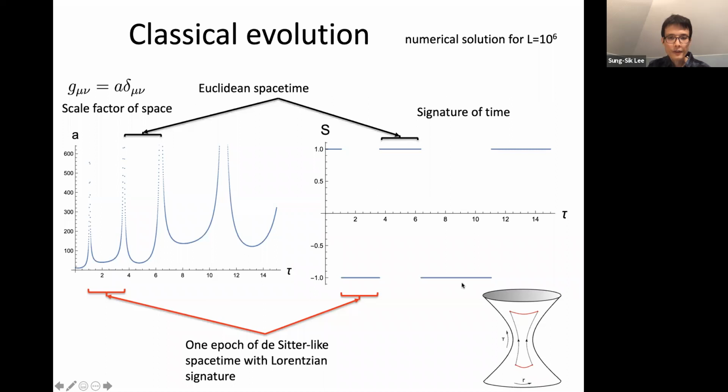This interval in the parameter time represents one epoch of spacetime with a Lorentzian signature. Then it undergoes another phase transition into a Euclidean space with positive signature, and then the Lorentzian spacetime appears again. So it's a series of Lorentzian spaces sandwiched by Euclidean spaces. This is one solution that I obtained by starting from an initial state with a three-dimensional local structure with translation invariance.